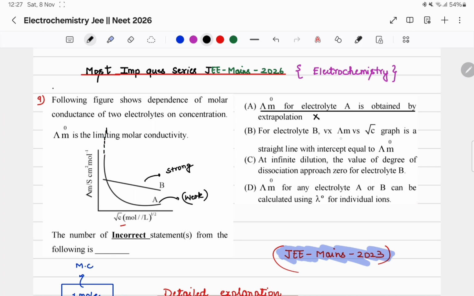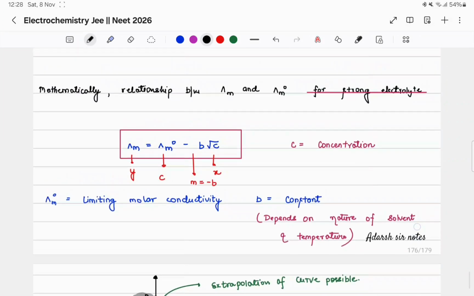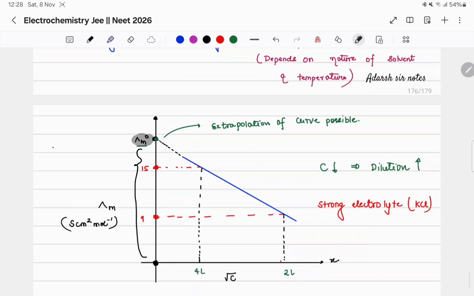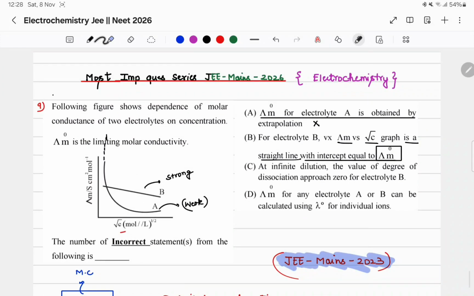B: for electrolyte B, lambda m versus root C graph is a straight line, okay? And they are telling with intercept equal to lambda m naught. For electrolyte B means that they are talking about which? Strong. So check करो strong electrolyte के लिए intercept कितना है? Lambda m naught. So let's check it. What is the intercept value? Lambda m naught. And slope क्या है? -b. So it's a negative slope, then also it is a straight line. And intercept is how much? Lambda m naught. So okay. So we came to the conclusion कि this B part is right.